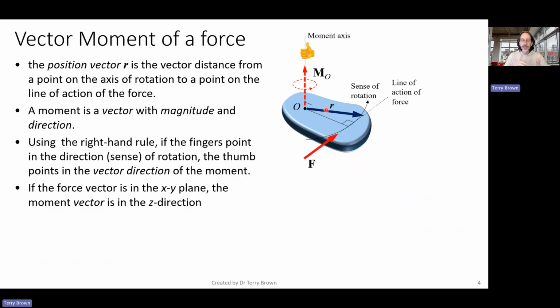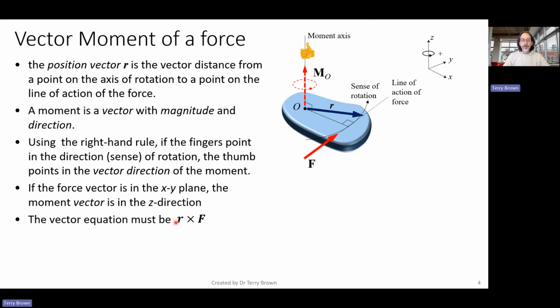Okay, so when we looked at scalar problems before, most of them were in the X and Y directions, and the moment was actually in the Z direction, either into or out of the page. So perpendicular to the plane in which the position vector and the force vector are placed. Okay, so I've just shown that here with some coordinate systems.